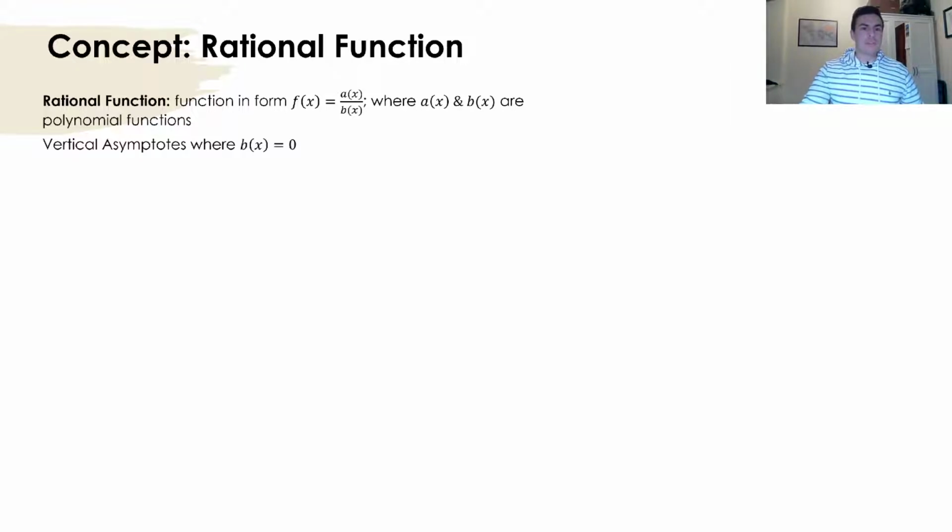What is a rational function? A function in the form of f(x) equal to a(x) over b(x), where a(x) and b(x) are both polynomial functions themselves. So we now don't just have 1 over a of x like we had for our reciprocal functions. We now have polynomial functions in the numerator and denominator. We have vertical asymptotes where our denominator is equal to 0, because we know our denominator cannot equal 0. And for horizontal asymptotes, we have a few different situations here.